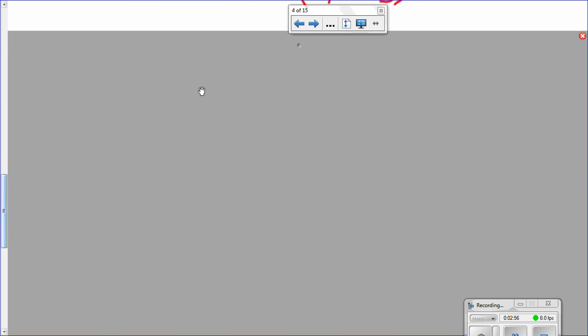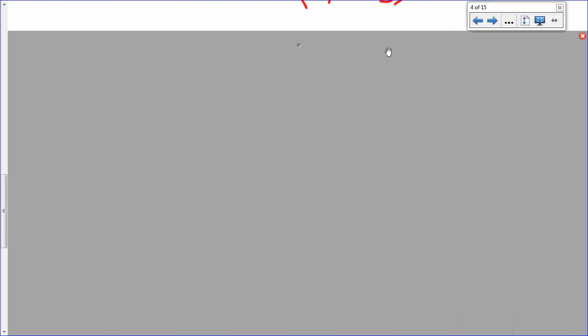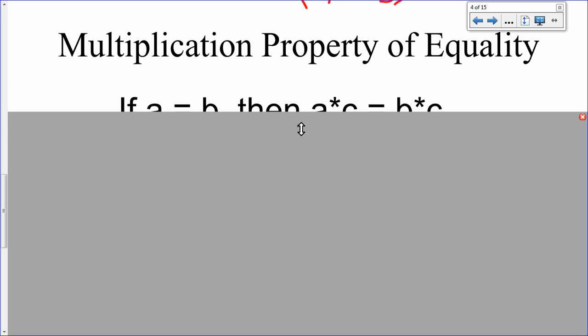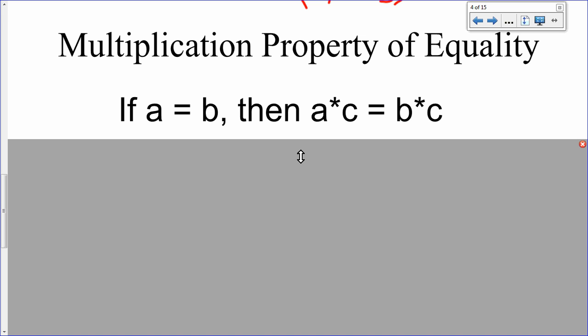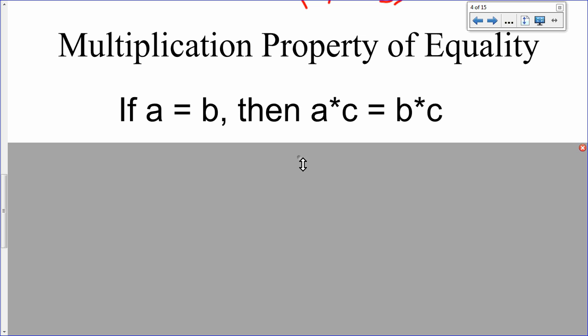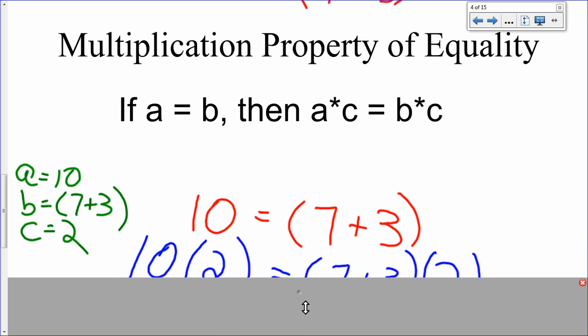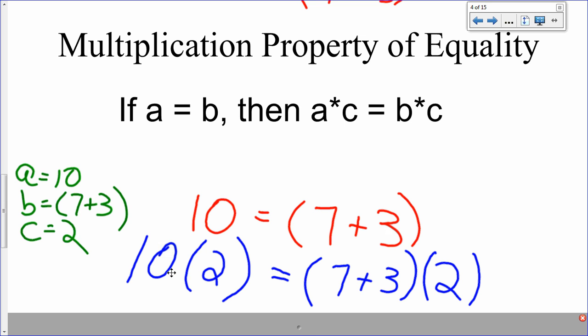The next property, I'm going to move this over, is the multiplication property of equality. Are you seeing any patterns yet? Can you guess what this one's going to say? If A equals B, then A times C equals B times C. So if A is 10, B is 7 plus 3, and we let C equal 2 this time, 10 times 2 has to be equal to 7 plus 3 times 2, because we said 10 was equal to 7 plus 3. Whatever we do to one side, we have to do to the other.